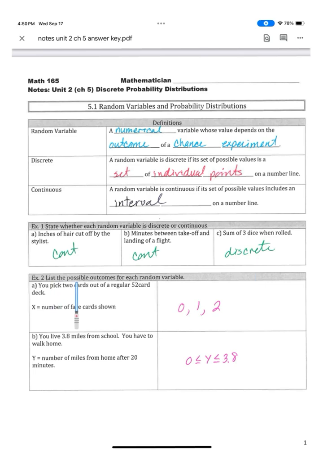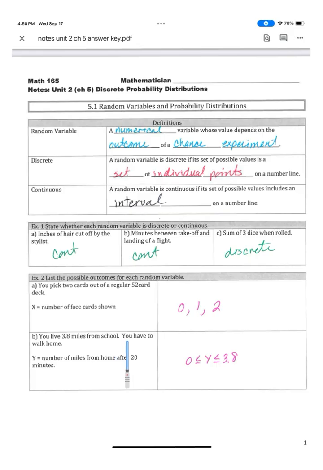All right, so here are random variables, and we're going to list all the possible outcomes. For A, you pick 2 cards out of a regular 52 card deck. Our random variable is going to represent the number of face cards shown. So I could get maybe a 2 and a 10. That would have 0 face cards. I could get maybe a 2 and a jack. That would be 1 face card. Maybe I get a king and a queen. That would be 2 face cards. So those are the possible number of face cards I could hold when I draw 2 cards.